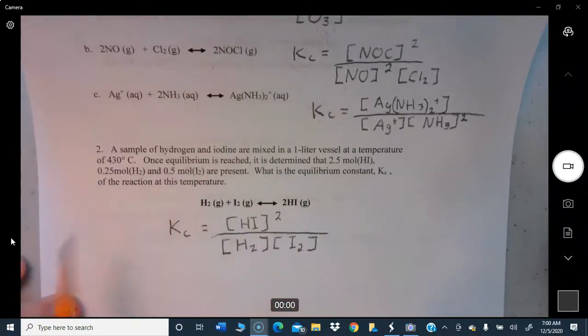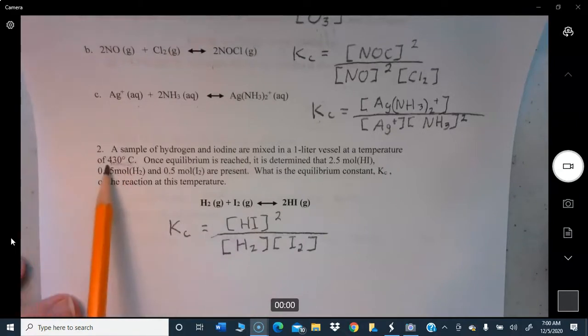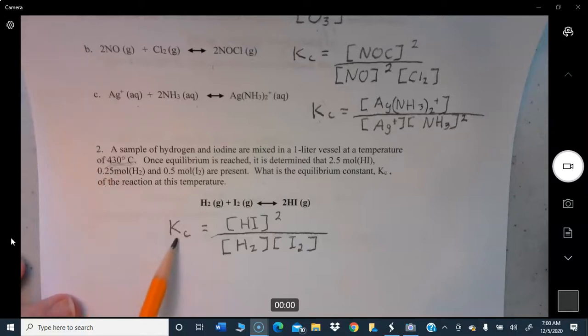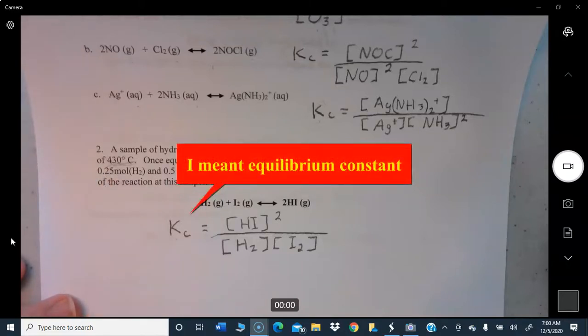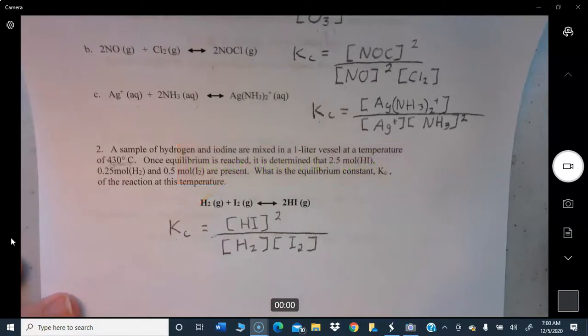Now we simply plug in the numbers. The 430 degrees is not a number that you'll use for a calculation. It's simply telling you that the temperature is staying constant, because if the temperature changes, this constant changes. So you have to be at constant temperature. The problem could have stated constant temperature instead of giving you a specific temperature. So we'll go ahead and plug in.